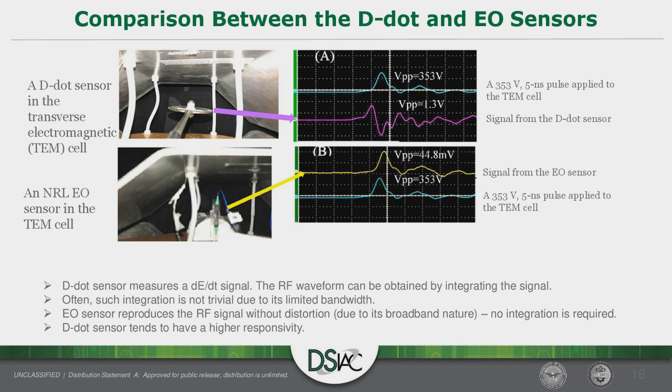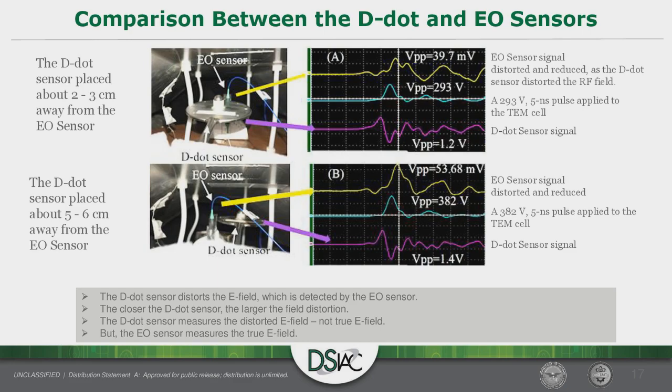higher output. But besides that, the DDA sensor distorts the field, and it cannot detect the waveform precisely. I'll come to that next point. Next slide, please.